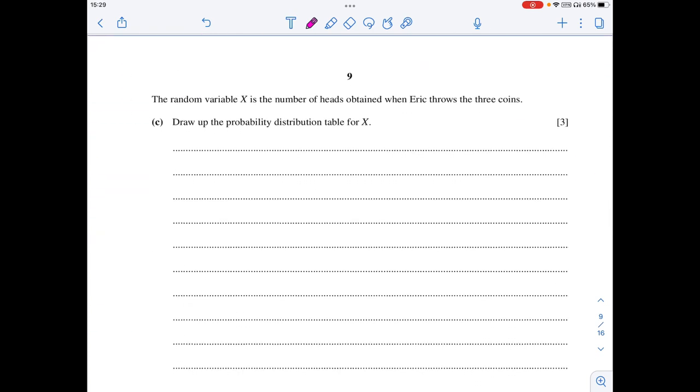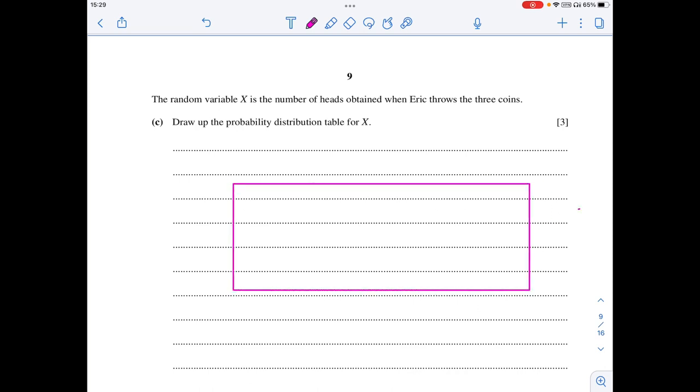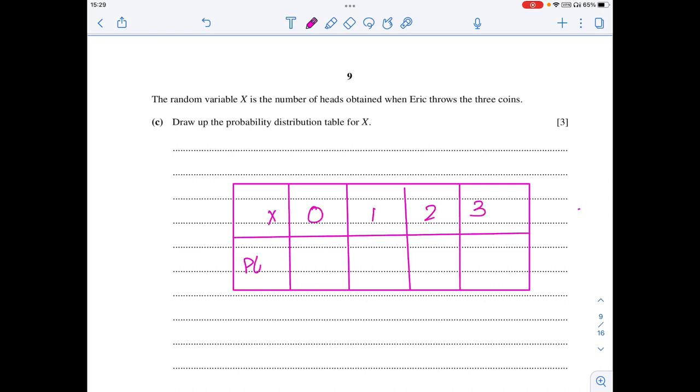Next, the random variable X is the number of heads obtained when Eric throws 3 coins. Draw the probability distribution for X. So, random number of heads. How many heads can there be? Because 3 coins, right? So the maximum is 3 heads and the minimum is 0 heads. So 0, 1, 2, 3. Probability of X.